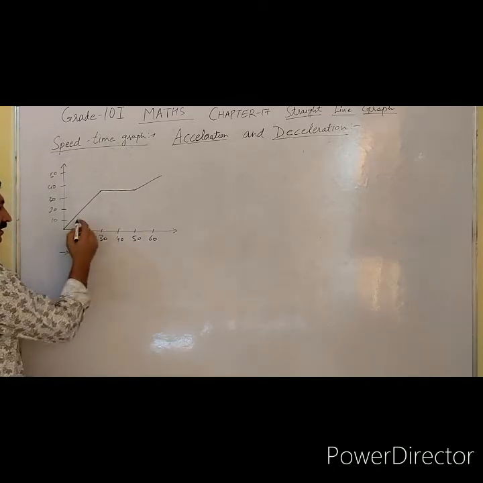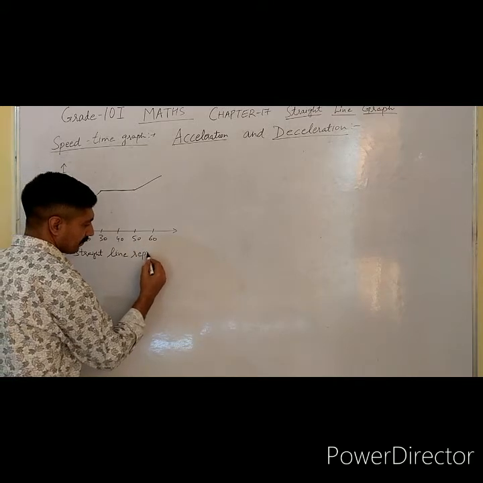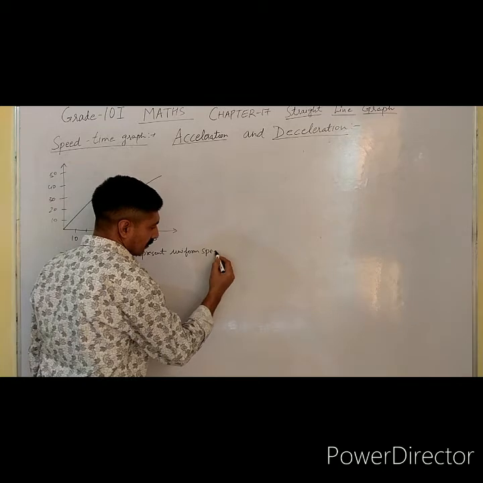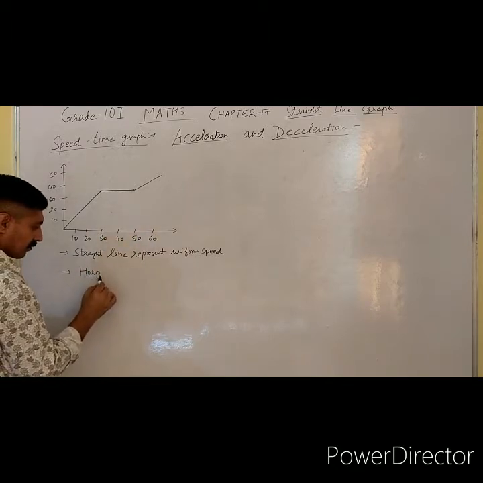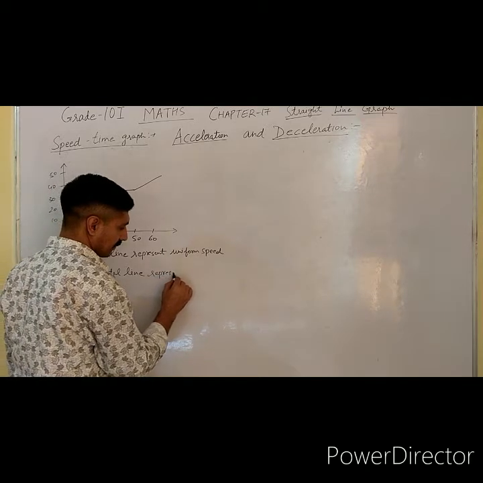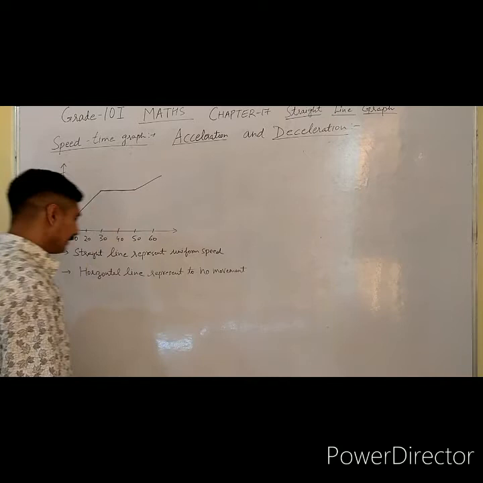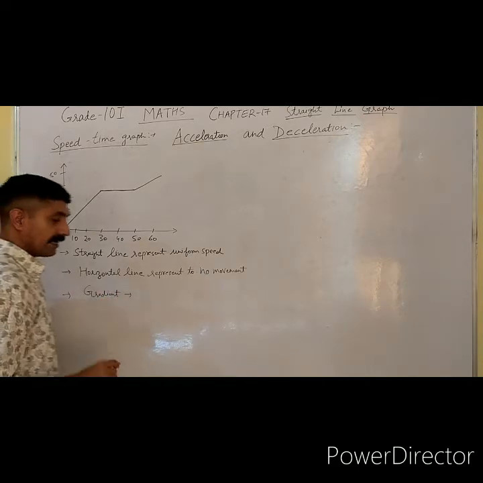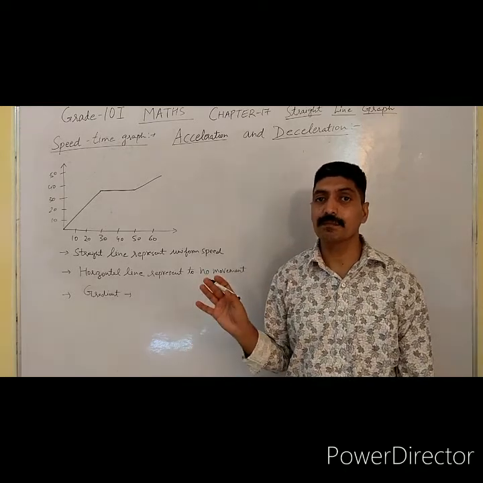Here the straight line represents the uniform speed, whereas the horizontal line represents no movement, and as we have discussed, the gradient represents the speed of the object at which it is moving or traveling.